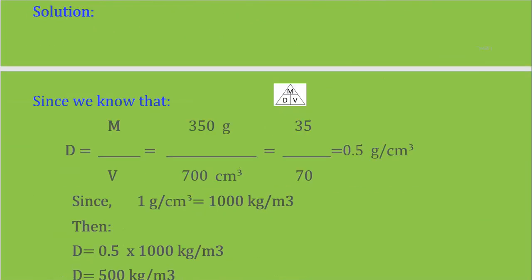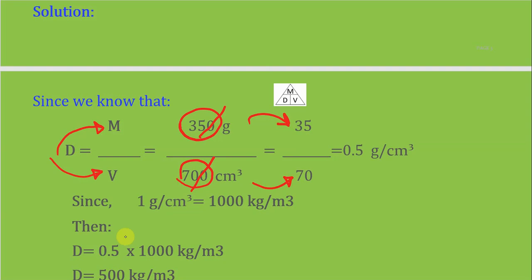Since we know that density is equal to mass divided by volume, in this case mass was given, which is 350 gram, and volume we have just calculated 700 centimeter cube. So if you have 0 in the numerator and 0 in the denominator, you can cancel out. So 1 zero in the numerator and 1 zero in the denominator we can cancel, and then we will get 35 in our numerator and 70 in our denominator.